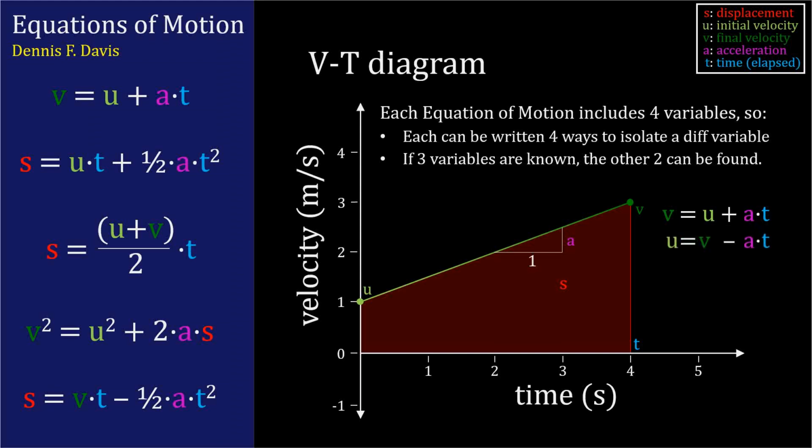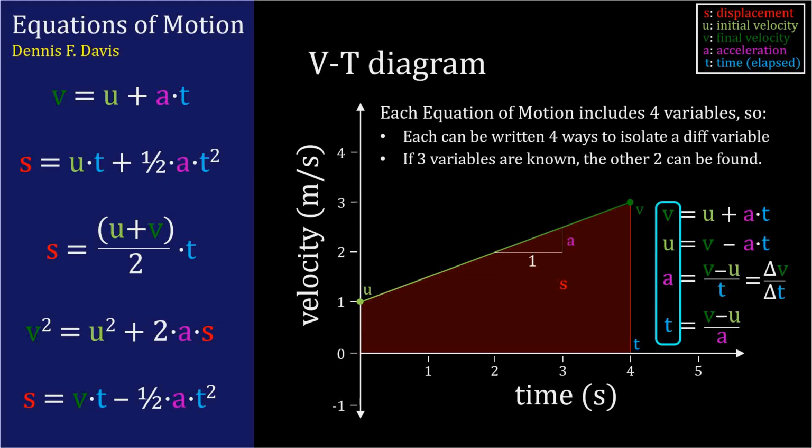Subtract at from both sides and we get u equals v minus at. From this equation, subtract v from both sides and divide by negative t to get a equals v minus u divided by t. Hey, this version is the definition of acceleration, delta v over delta t. And from here, multiply both sides by t and divide by a to get t equals v minus u over a. We just rewrote equation number 1 four ways, isolating each of its 4 variables. Don't memorize these. When you know the first, you can get them all.